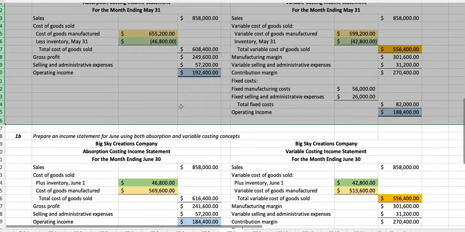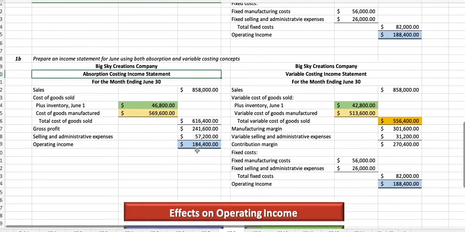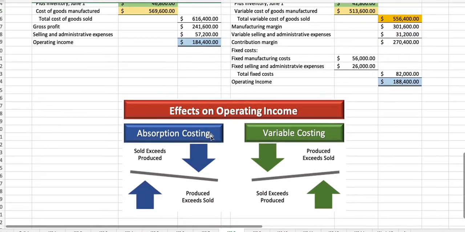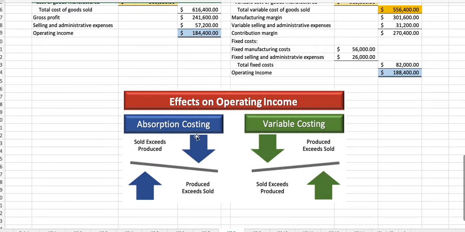And the one thing I wanted to point out is actually at the bottom. Here we go. The effects on our operating income. When we are constructing an income statement using absorption costing, when we sell more than we produce, so when units sold exceeds the units produced, then we should see that our operating income decreases. If we produce more units than we sell, so the units produced exceeds the units sold, we should see our operating income increase.